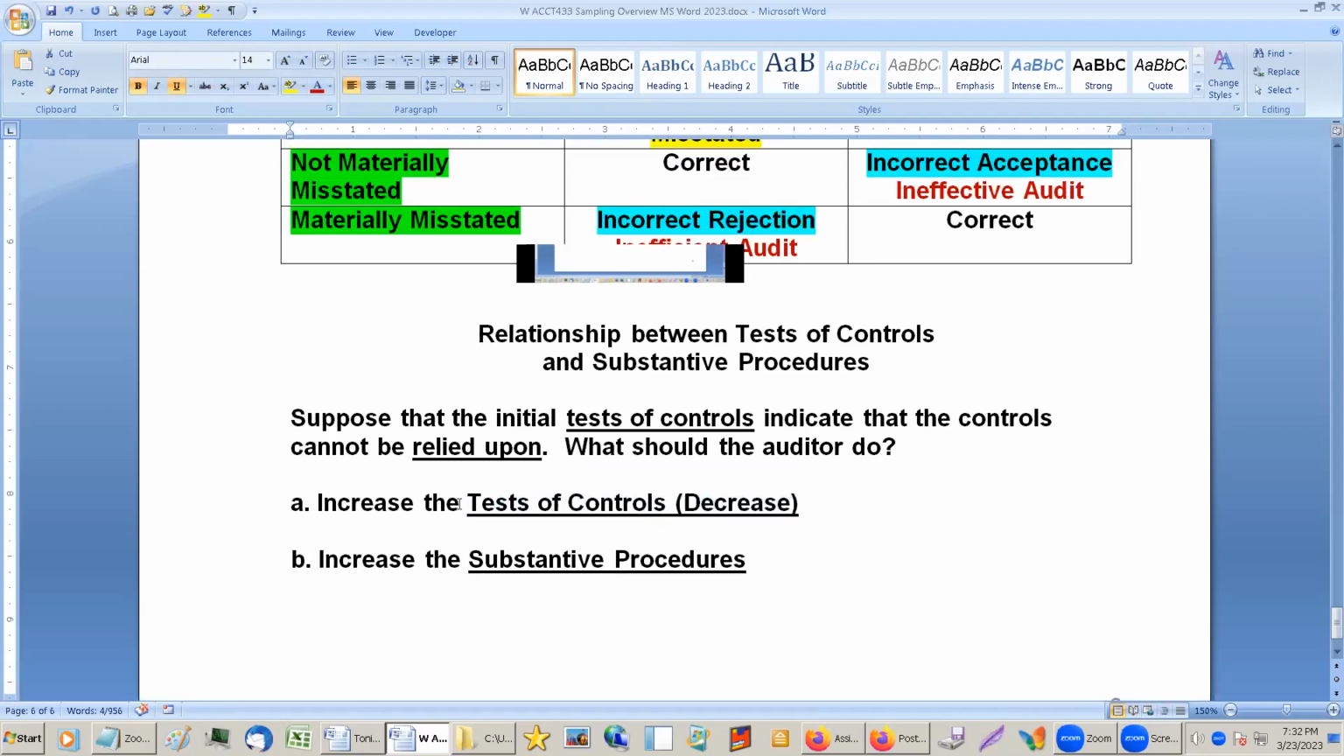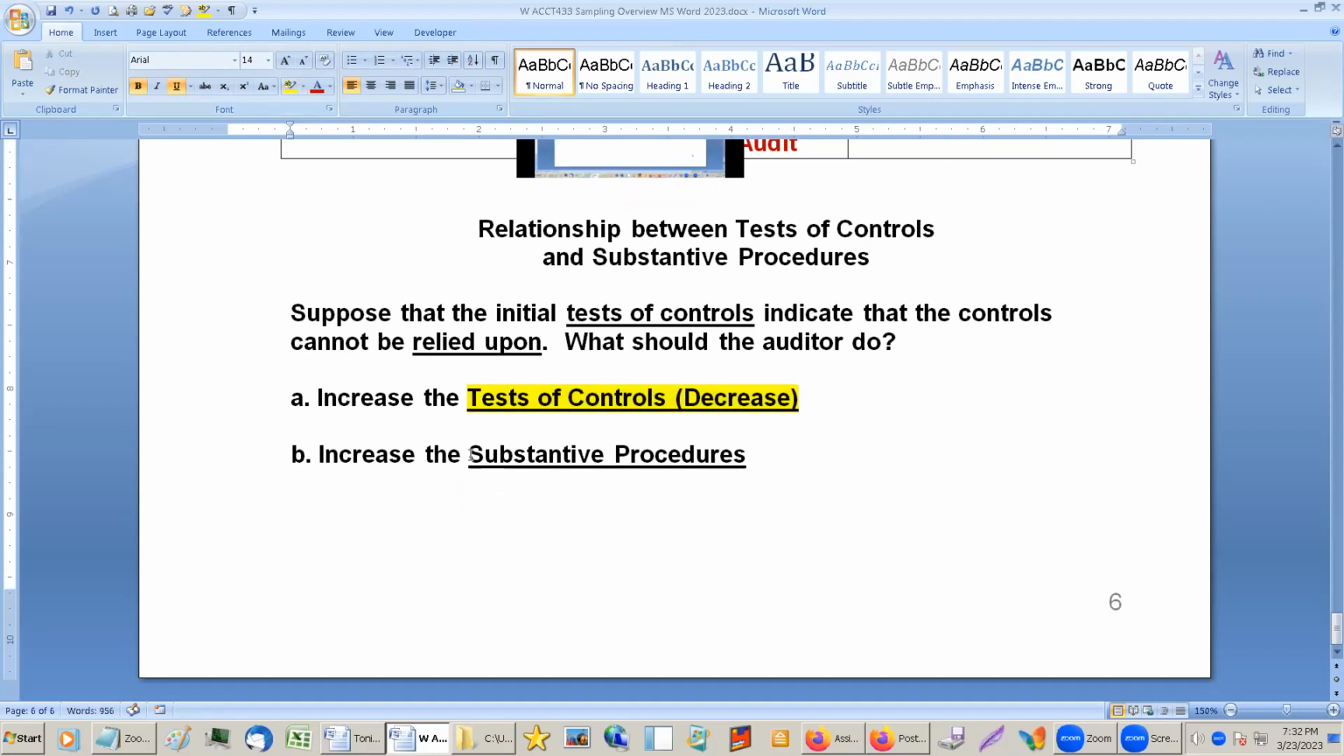So you will decrease the test of controls and you will increase the substantive testing. You say, okay, we can't rely on these controls, we're just going to grab more. More invoices instead of a couple hundred invoices, we'll grab 500 invoices or whatever it is.